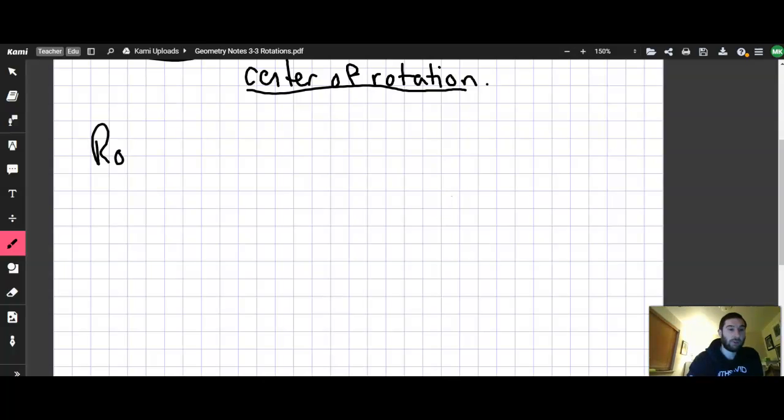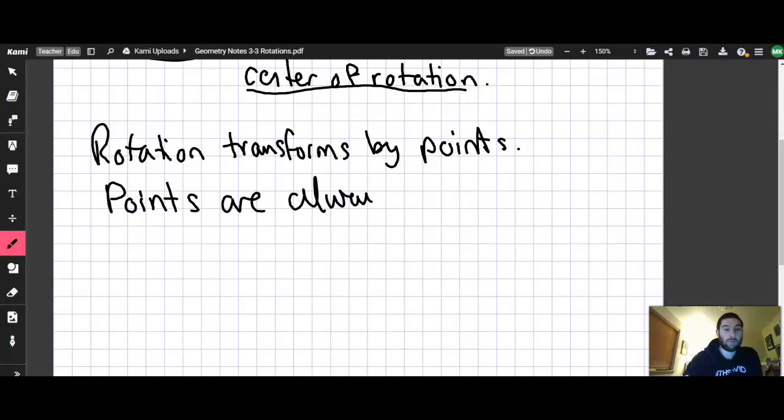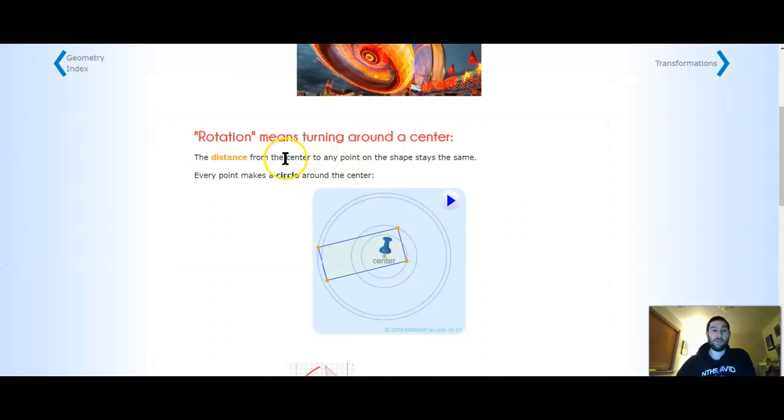So a rotation transforms by points, and the points are always the same distance. I'm going to use some vocab and say the distance of those points is going to be preserved. And so here, like what they say, the distance from the center to any point stays the same.